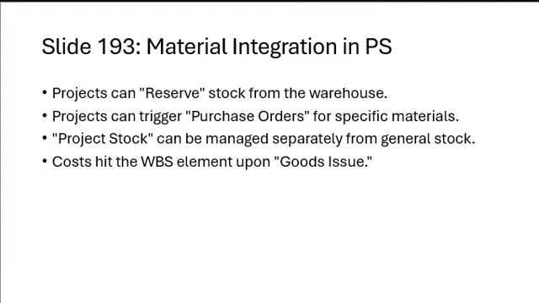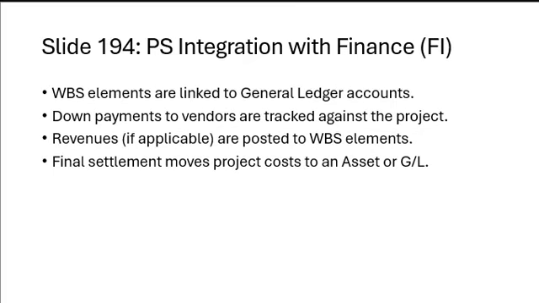Material integration in the project system. The project can serve stock directly from warehouse inventory. The project can trigger a purchase order for specific material. Project stock is managed separately from general company stock. Cost hits the WBS, work breakdown structure, element upon goods issue posting. Material integration will ensure resources are available when required. It supports smooth execution of project tasks and milestones.